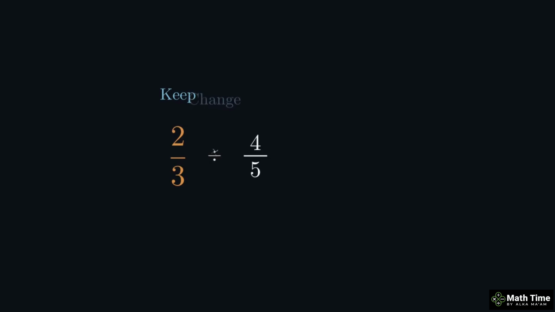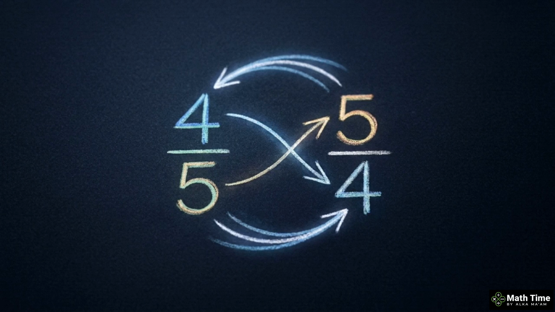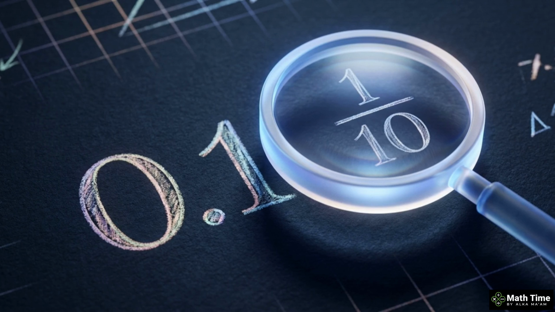This logic is keep, change, flip. To divide by 4/5, we simply multiply by its reciprocal, 5/4. Division is just a way of using a reciprocal to measure how parts fill a whole. This brings us to the final connection.